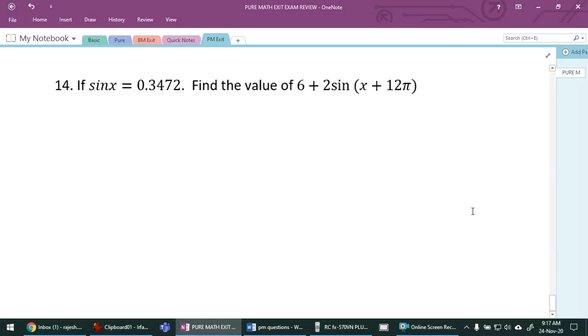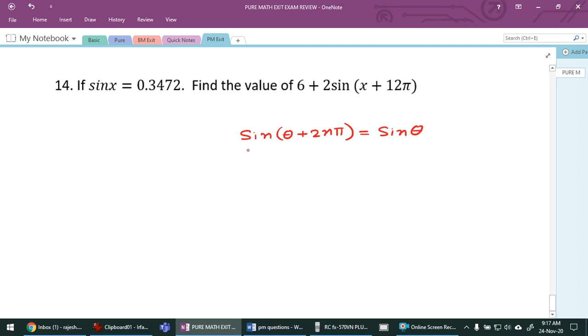Question number 14. If sin x equals 0.3472, find the value of 6 plus 2 sin of x plus 12 pi. So here we have a rule. Sin of theta plus 2n pi is equal to sin theta. Sin is a periodic function. So along with theta, if you add an even multiple of pi, why even? Even multiple means 2n. 2n is always an even number because you have 2 there. So an even multiple of pi will give you the same value.